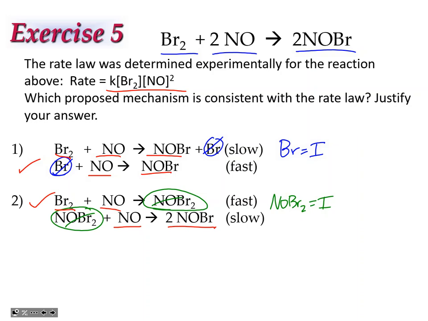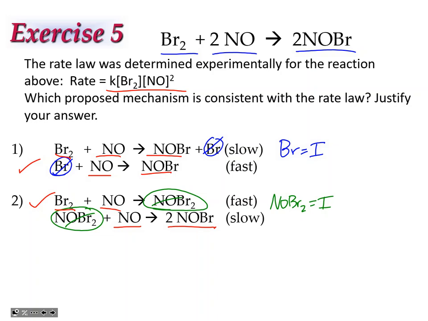Now what's the second requirement that it must meet in order to be consistent with the rate law? It must agree with the experimentally determined rate law, which we know to be first order in the reactant bromine, second order in the reactant nitrogen monoxide. Now when we're trying to determine if it agrees, we need to look at the slow step, or the rate determining step, to write out the rate law.